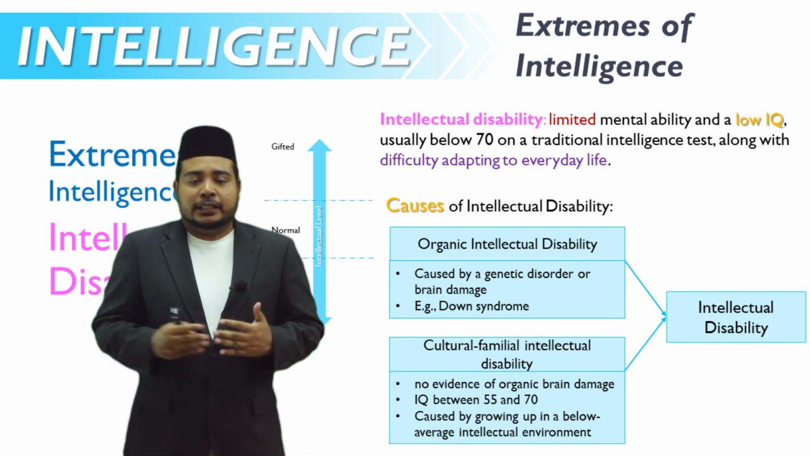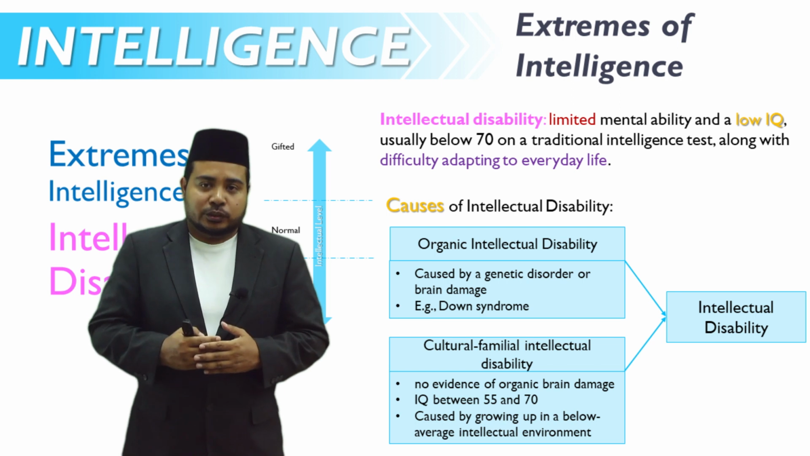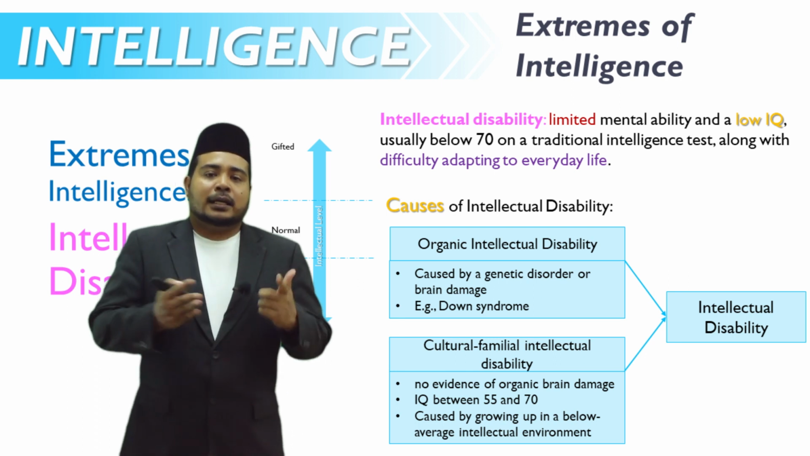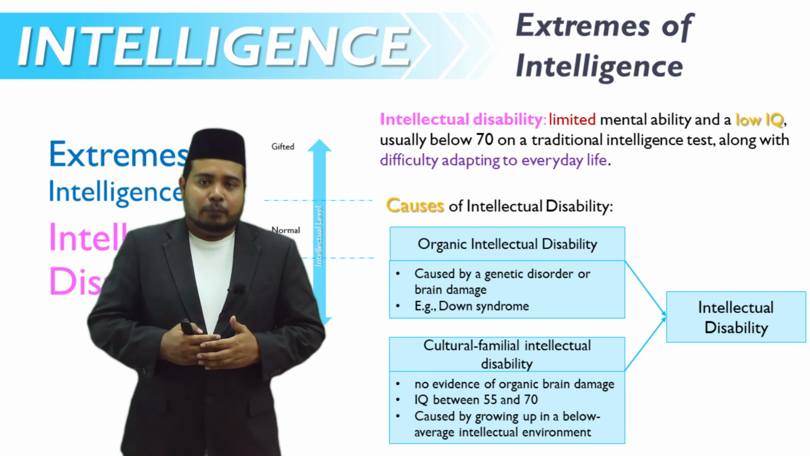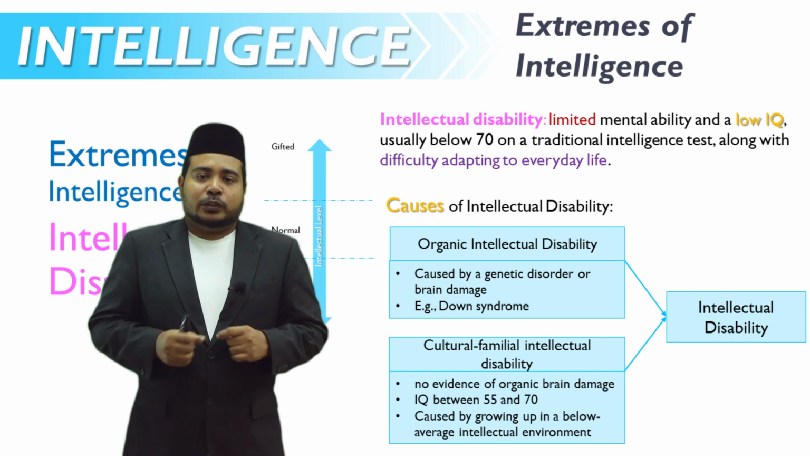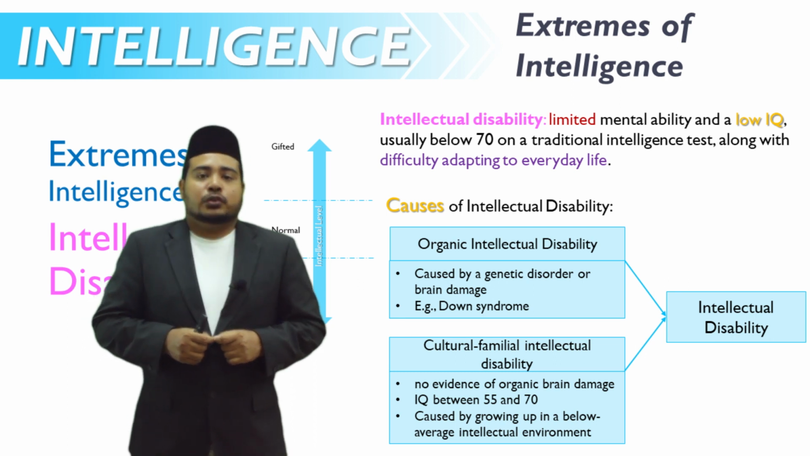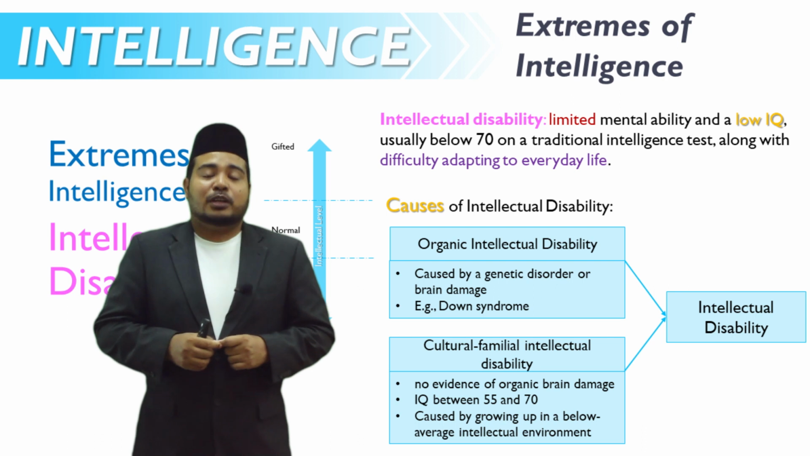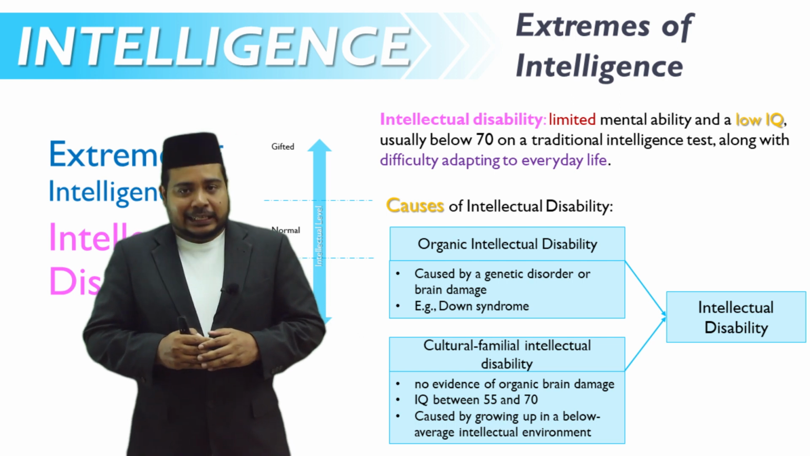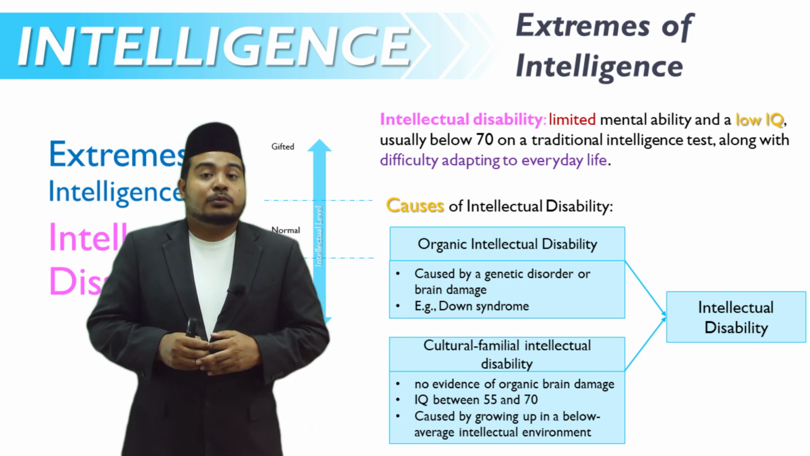We can consider two categories of reasons why people have intellectual disability. One is organic intellectual disability. Another is cultural-familial intellectual disability. What is organic intellectual disability? This is a type of intellectual disability caused by a genetic disorder or brain damage. They can be considered originally intellectually slow or disabled because they inherit some disorders or brain damage. For example, people who are born with Down syndrome.